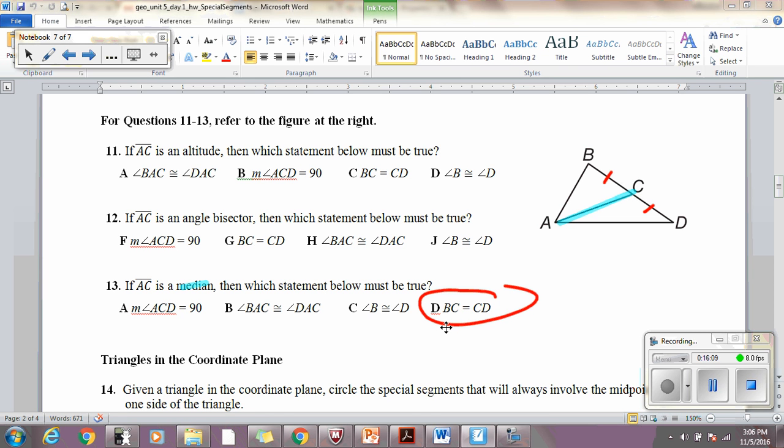So on all three of those problems, we were always looking at segment AC, but when it changed titles, its roles and behaviors changed. So you just got to pay attention to how it affects the triangle when its title changes to something different.